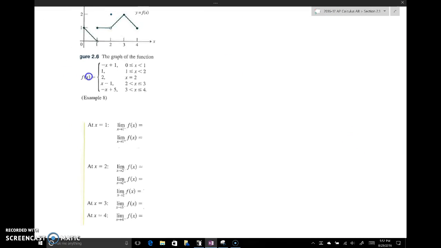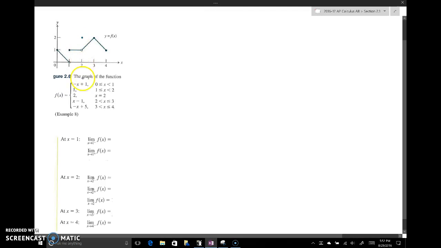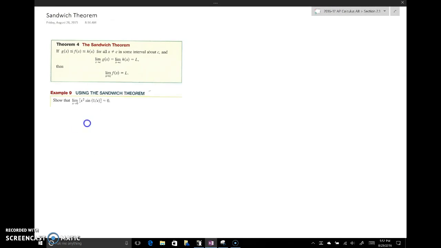What I want you guys to do is pause the video now and use what we've talked about to evaluate each of these limits here based on this piecewise function, the graph, and the definition of the piecewise function, and then look back in the notes and see how you did. We're going to go on and talk about the sandwich theorem.